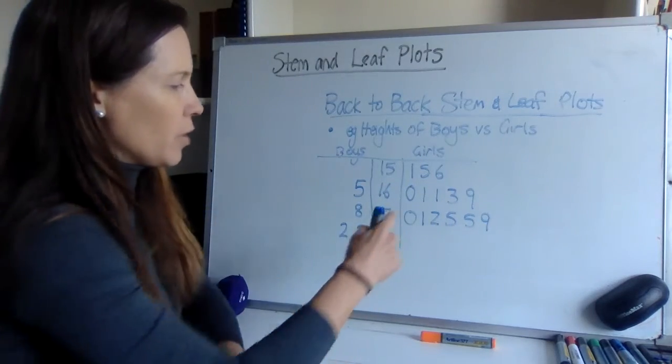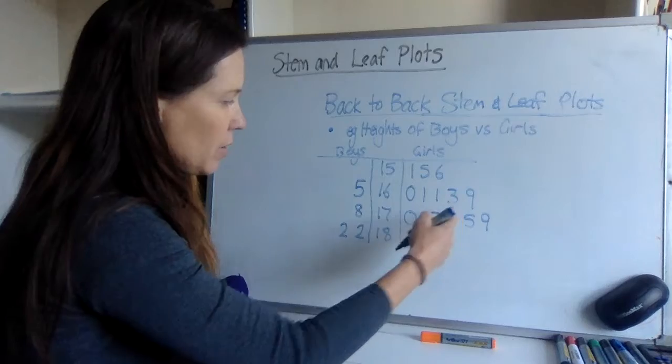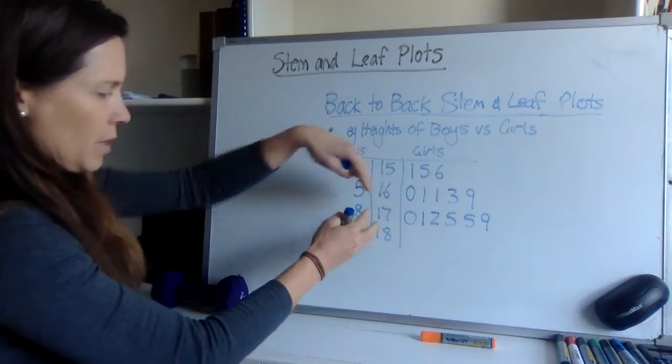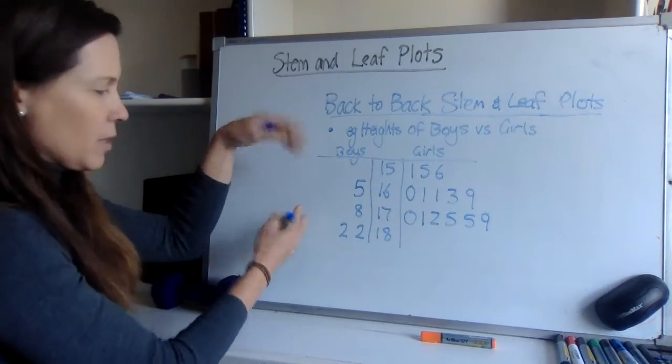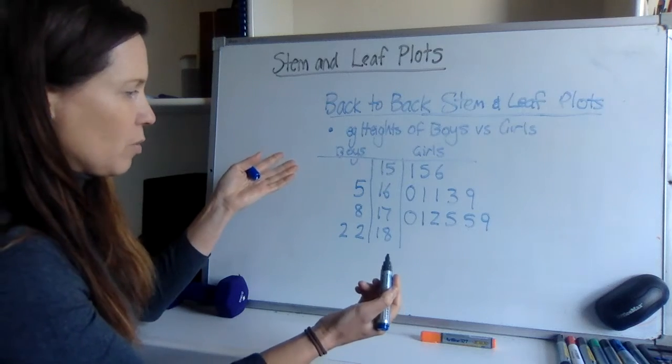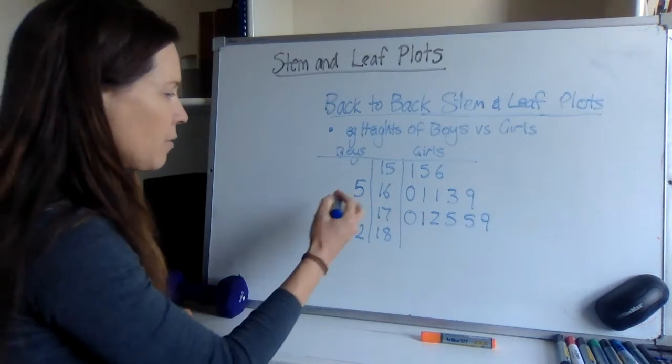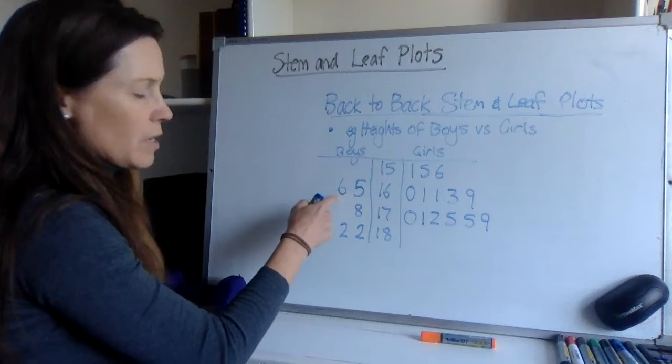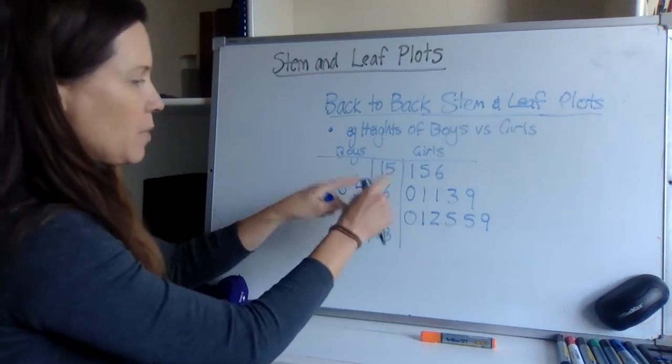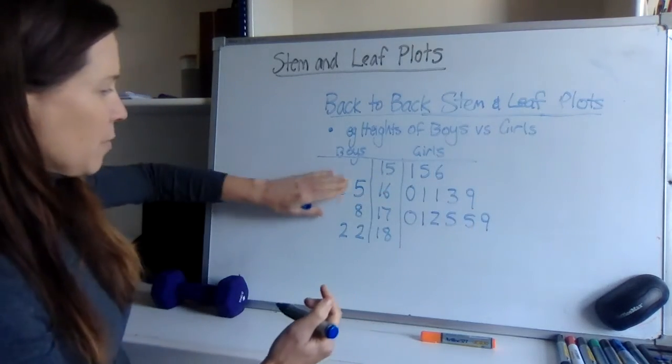So you'll notice that for the girls it looks like a normal stem and leaf plot. For the boys, the numbers would actually increase as they go out this way. So if I had, say, several numbers to put, let's say I have somebody taller here, it was a 56, it'd have to come out this way. So the numbers get bigger as they get further out from the stem.